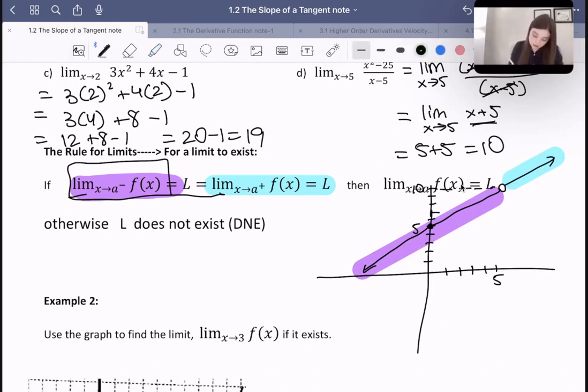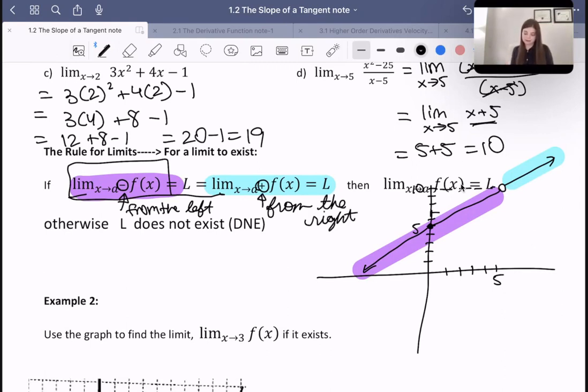And please note the little plus and the little minus here. This indicates from the left and from the right. This little minus sign means from the left, and this plus sign means from the right. Okay? So from the left or from the right. Otherwise, the limit does not exist.